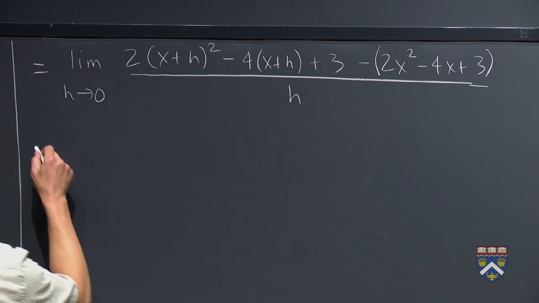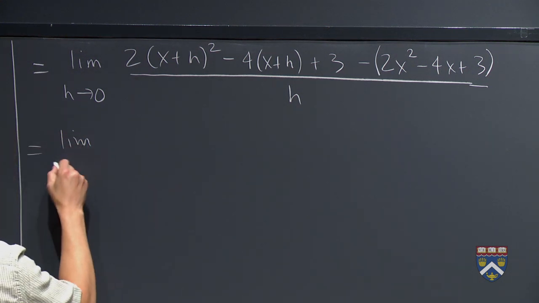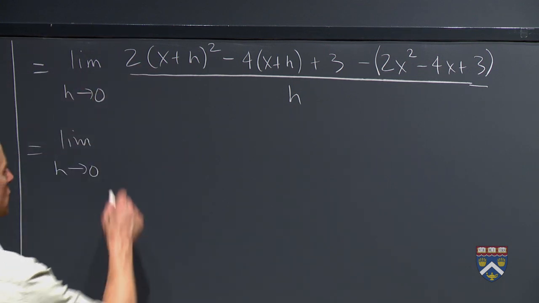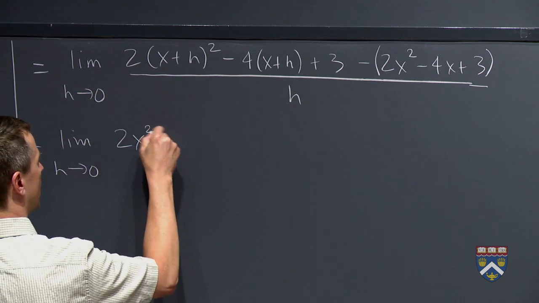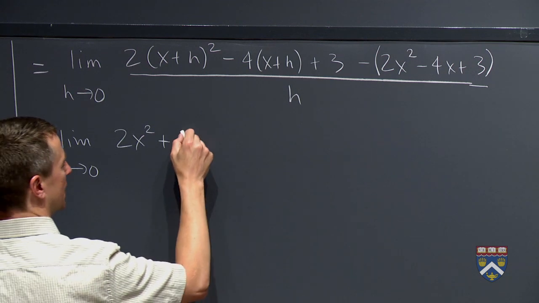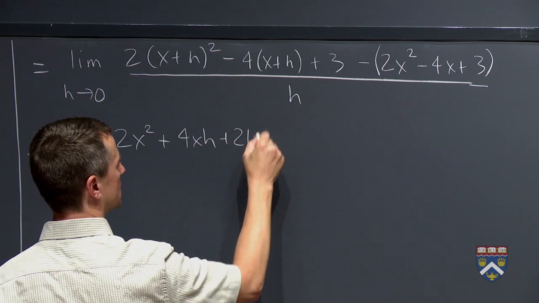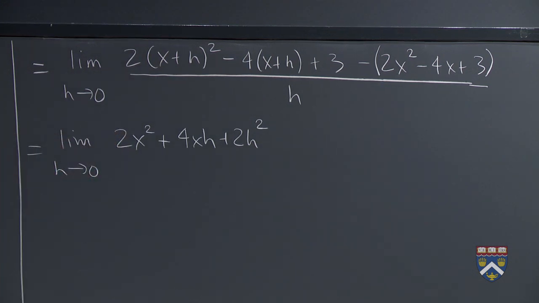Now we're going to have to multiply this all out and hope that things cancel as they did in our previous example. So if we do x plus h squared, we get an x squared plus 2xh plus h squared. That all gets multiplied by 2. So 2x squared, 2 times the 2xh, which is 4xh, and then 2 times the h squared, which is 2h squared.